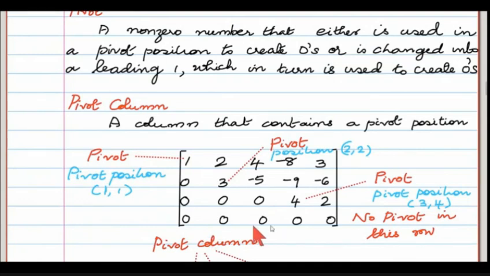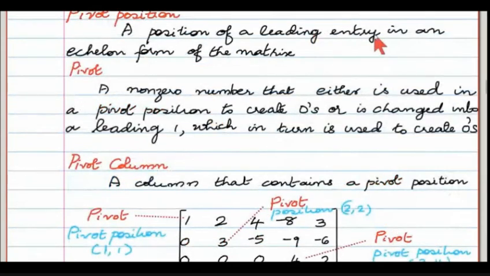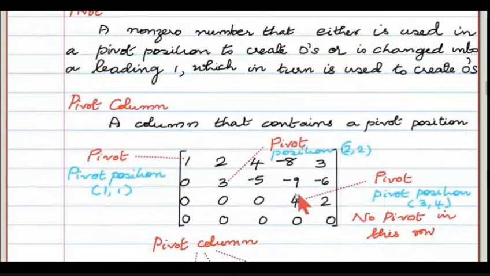So how will you determine the pivot position? The pivot position is the position of the leading entry. So what is the position of this one? The pivot position is 1, 1. What is the pivot position of this element? That is second row, second column. What is the position of this one? Third row and fourth column. So 3, 4.